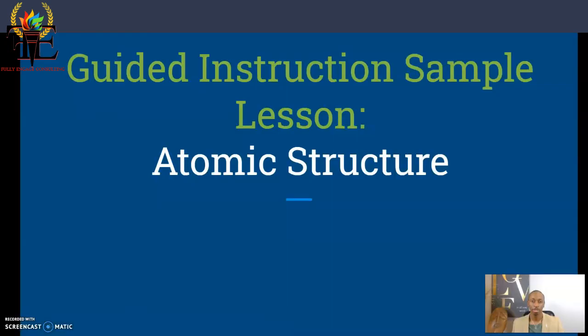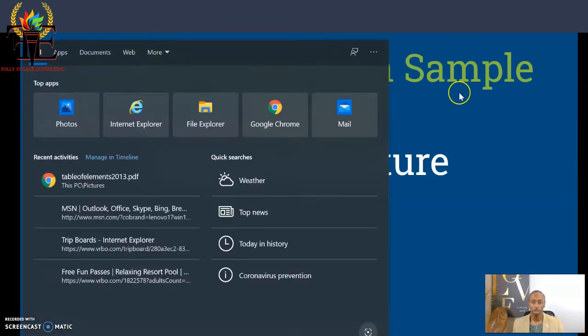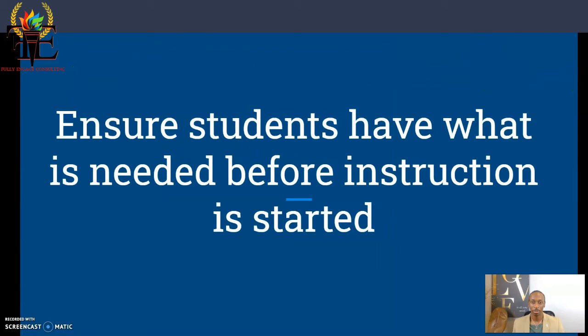So as you can see, this guided instruction sample lesson is going to be over a middle school topic, which is atomic structure. I'm here in the state of Georgia, so we'll be looking specifically at 8th grade standards in science related to physical science, discussing this particular topic. So let's get into what students are expected to do. And we need to make sure that students have what is needed before instruction starts.